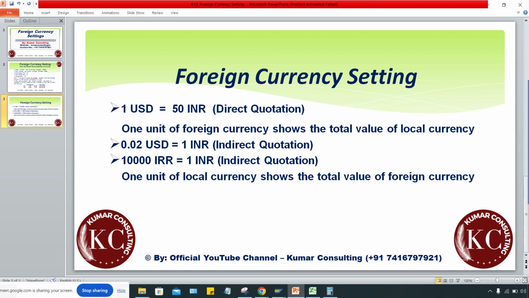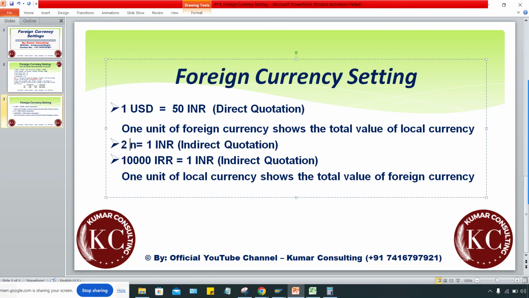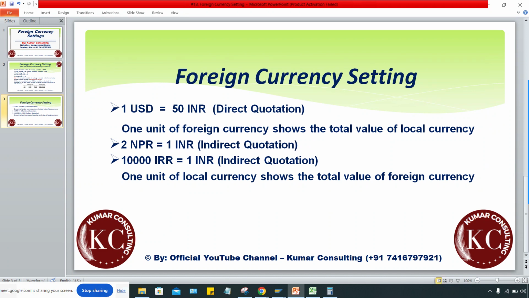One unit of foreign currency shows the total value of local currency, that is your direct quotation, and indirect quotation means one unit of local currency is showing the total units of foreign currency. Here I'll quote the example of NPR itself, right? 1 INR equals to, let's suppose, 2 NPR, right? This is indirect quotations.